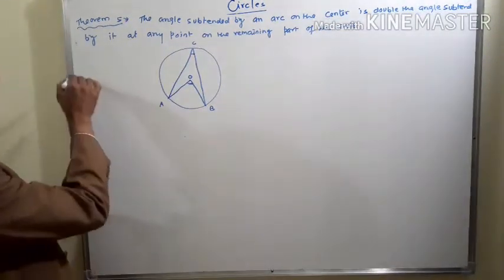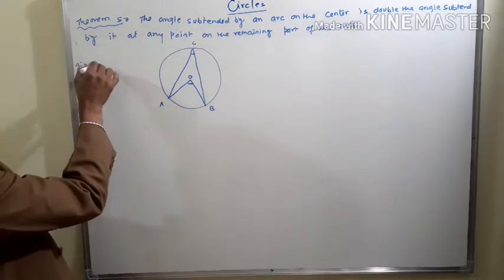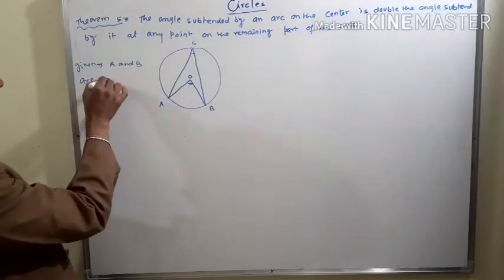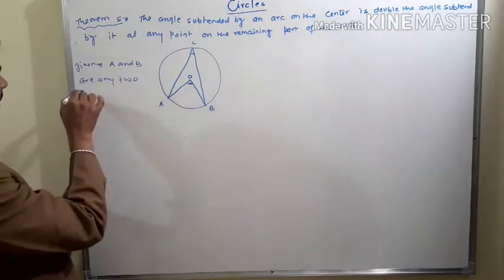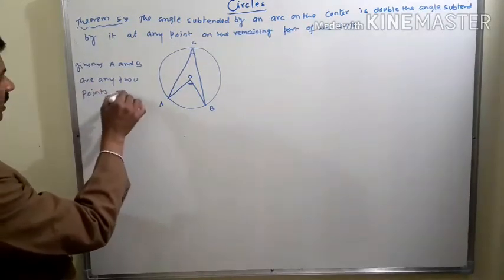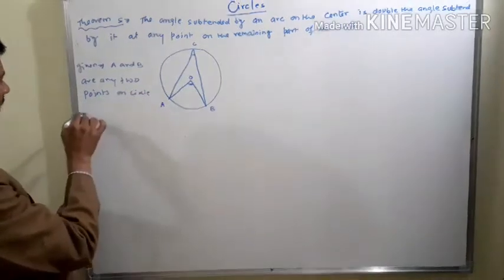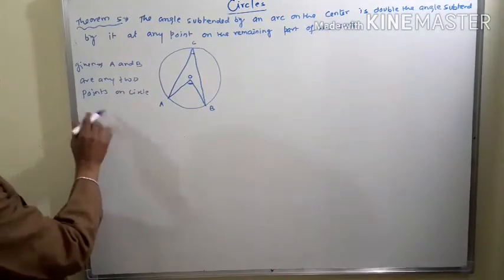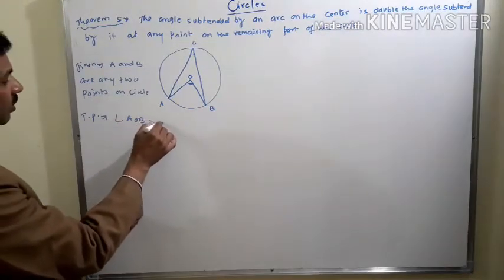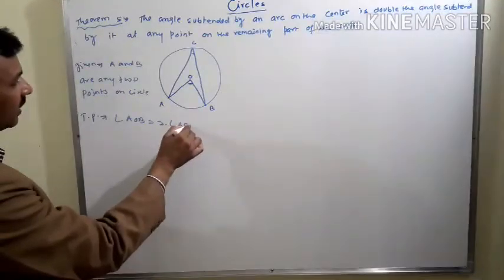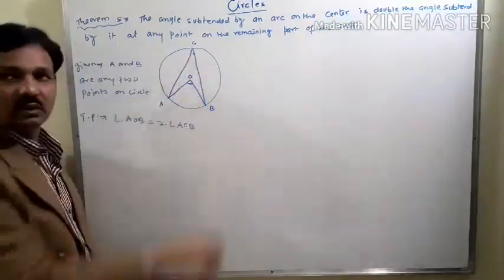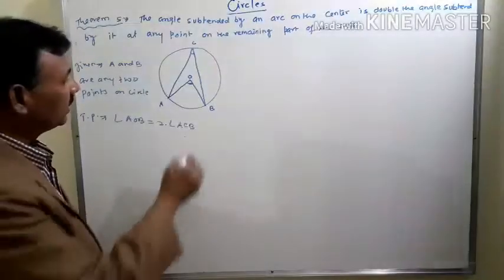That means, given that A and B are any 2 points on the circle, to prove angle AOB equal to twice of angle ACB. That means the center angle will be twice the circumference angle. This is the first situation.